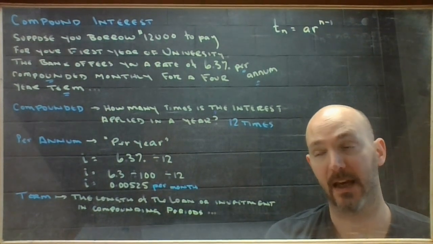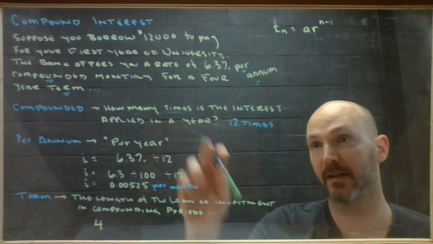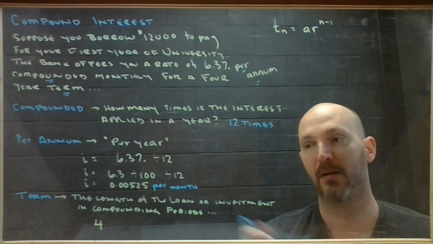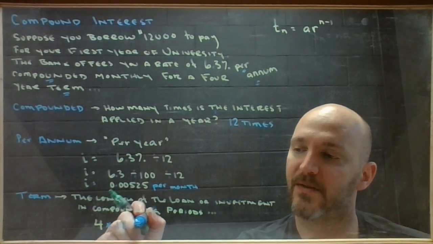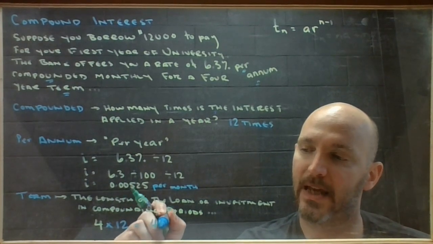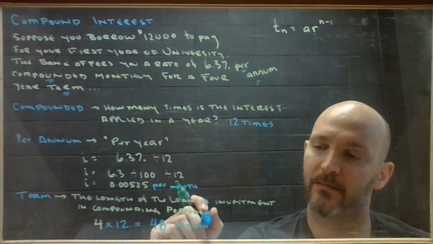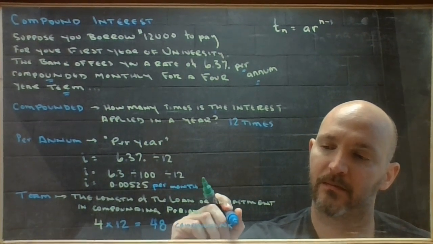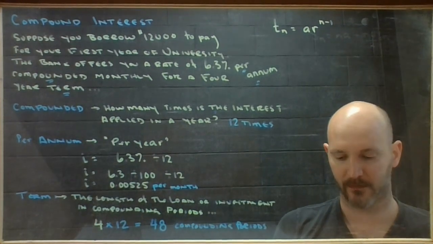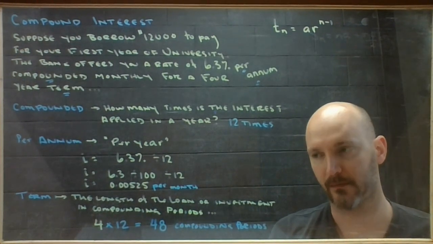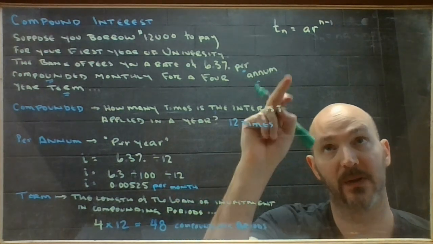So in this case, it was a 4-year term. It says right there, 4-year term. But it's being compounded monthly, which gives us a grand total of 48 compounding periods. Okay. So how are we going to shove all these numbers into that equation?